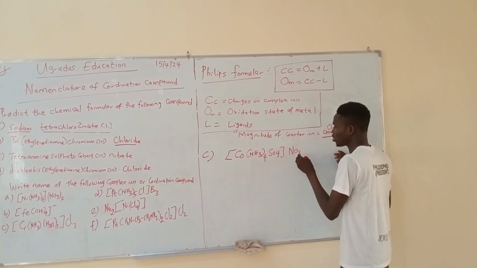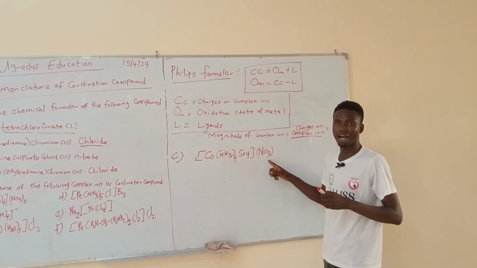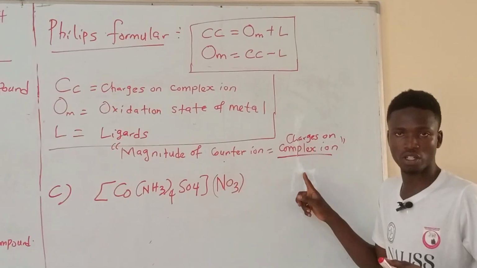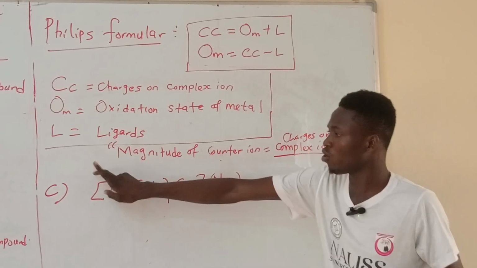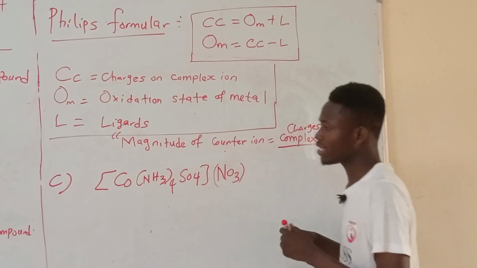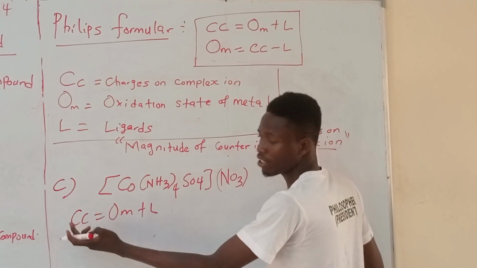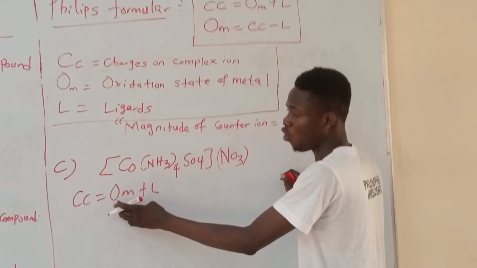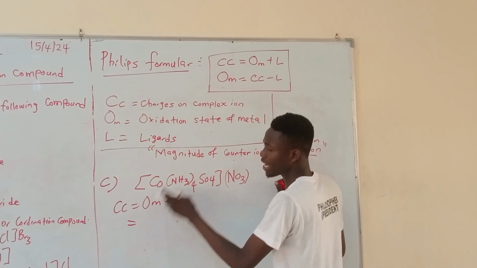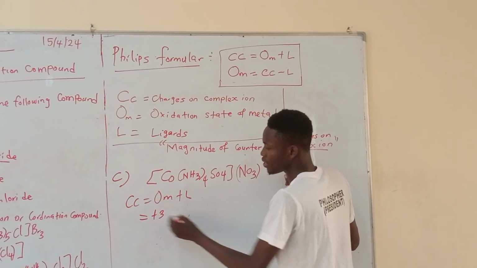Nitrate is NO3. Now, I said that this nitrate is the anion, but you don't know the magnitude. The magnitude of an anion equals the charge on the complex ion. So once you can get the charge on this complex ion, you can depict how much this NO3 should be. I said that CC equals OM plus ligand. CC means charge on complex ion, OM is oxidation state of metal, and then ligand. So what's the oxidation state of metal? It will always be given in your naming. They say chromium 3. That means the OM is plus 3.